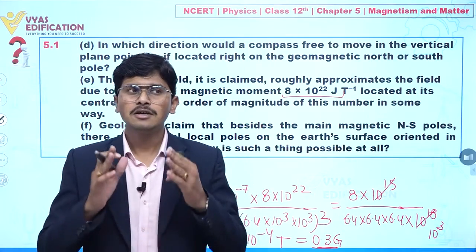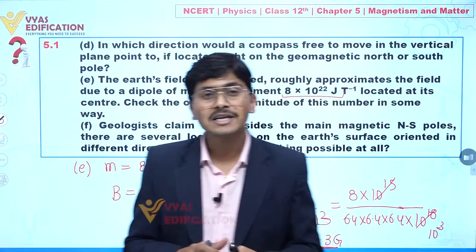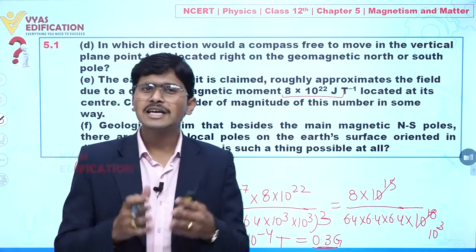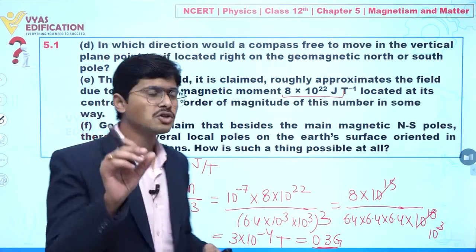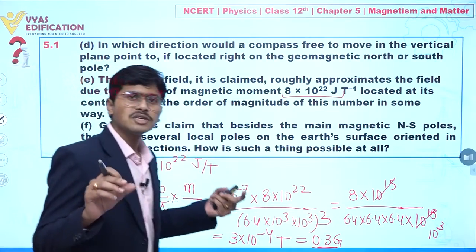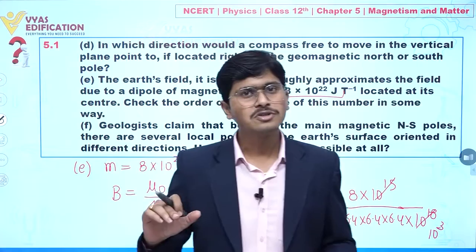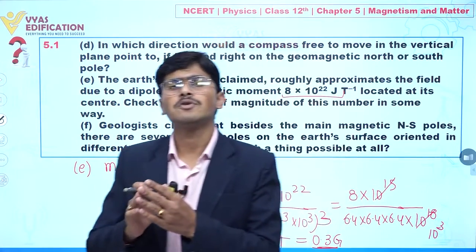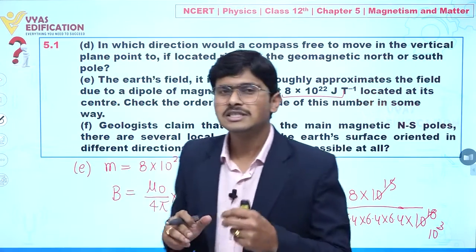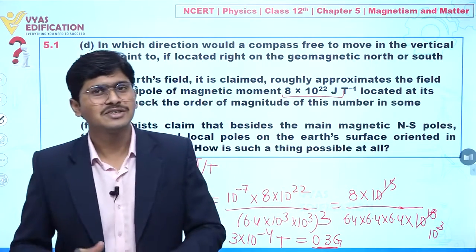Actually we can say in our earth we have so many magnetic materials, and these magnetic materials are located at different locations, clear. So definitely they are responsible for small north and south poles, clear. Definitely we have main north and south poles, but apart from those poles we have so many small north-south poles also, clear. So this is claimed by geologists, clear to you. So this is all about this question, clear.